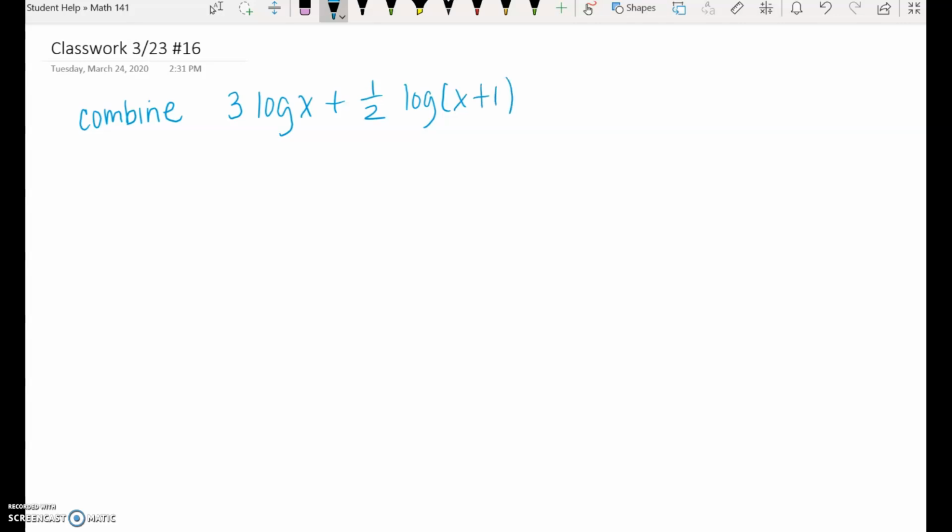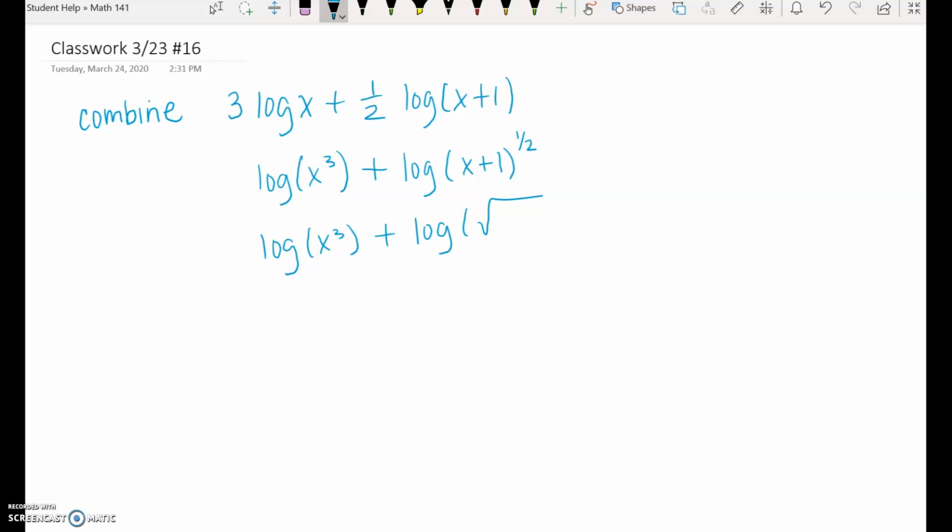We saw in the previous example that a number that's in the front acted as an exponent. So I can bring that 3 up as an exponent on the x. And similarly, the 1/2 can move up as an exponent, outside the entire argument. We know that 1/2 is the same as square root. So I'll just rewrite this as square root x plus 1.